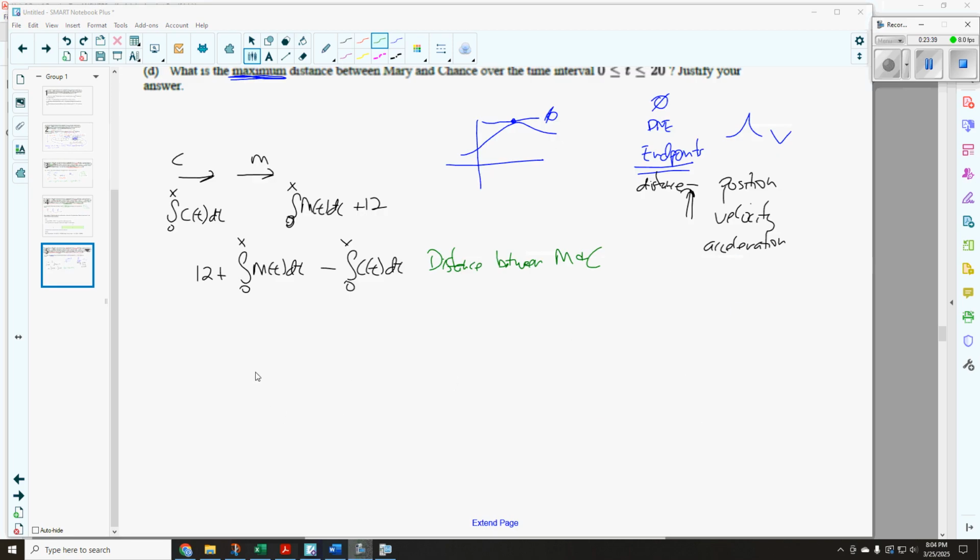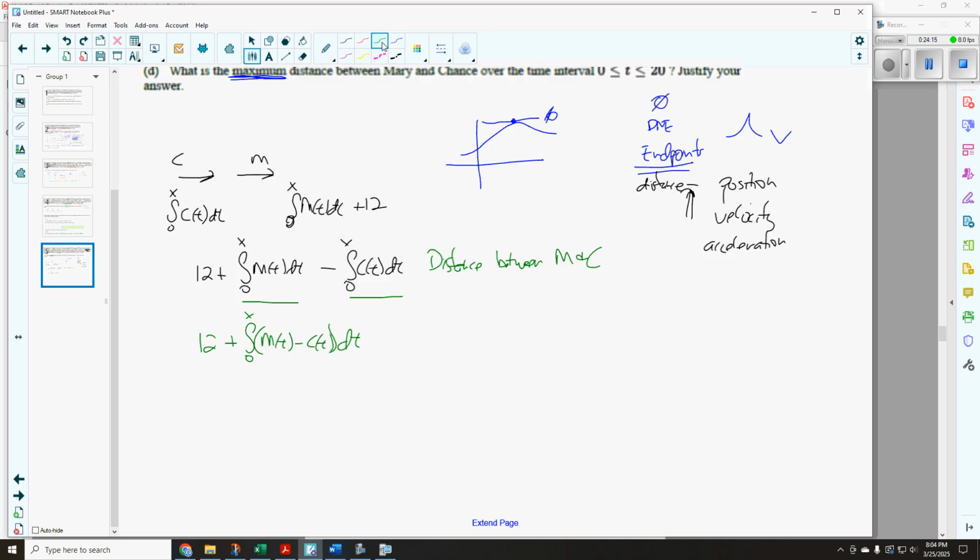And I'm going to rewrite it even a little bit more simply because I have two integrals here, the Mary distance and the Chance distance, and they have the same upper and lower boundary. So I can rewrite this as 12 plus the integral from 0 to x of m of t minus c of t dt. That's going to be a little bit easier to work with.